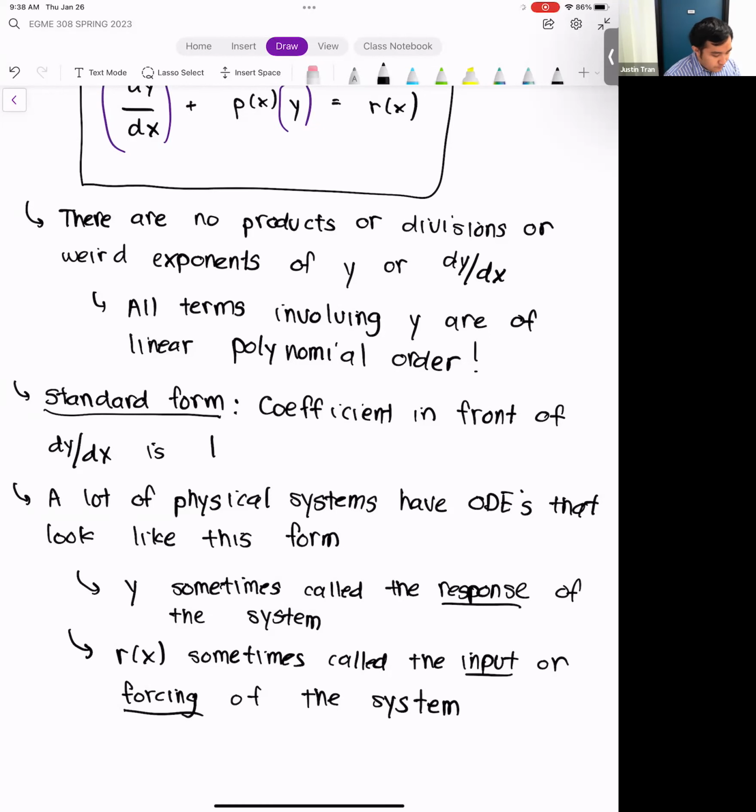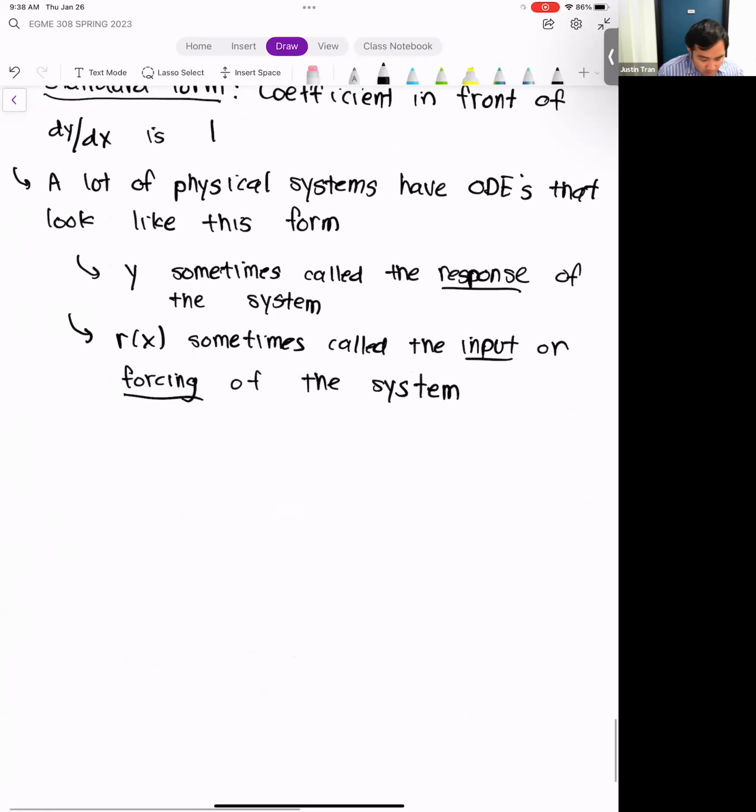All right. Any questions on this so far? Okay. All right, so let's talk about how we can actually solve this.